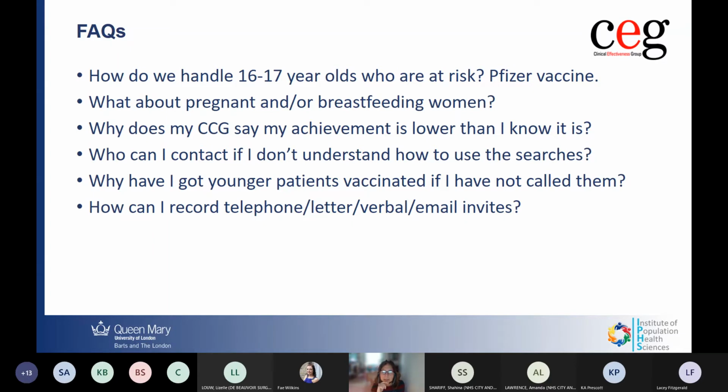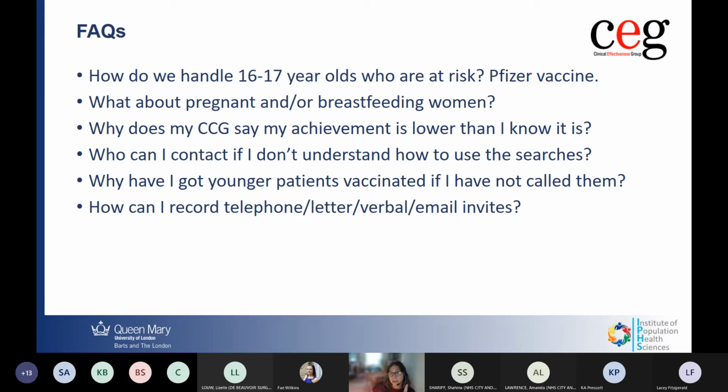Why does my CCG say my achievement is lower than it is? That, I said, is to do with the dashboards, and as I've shown you how the flow of data comes through, there will be a lag because it's not going into the EMIS for 48 hours or so. Who can I contact if I don't understand the CEG searches? Well, in City and Hackney, it'll be your primary care facilitator, Lewis, who will be able to support you with this.